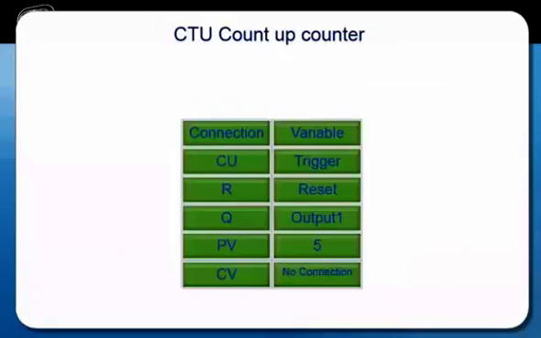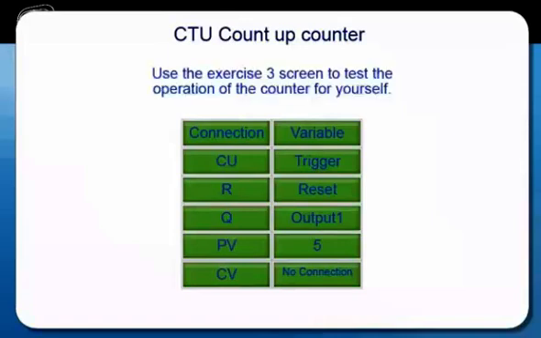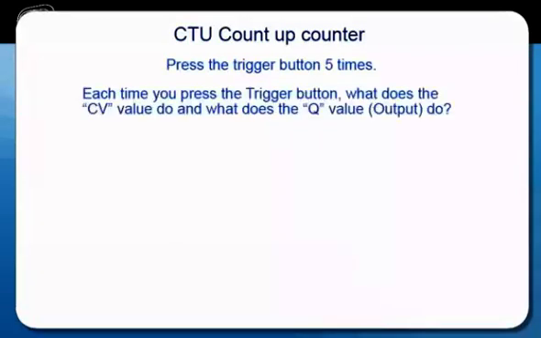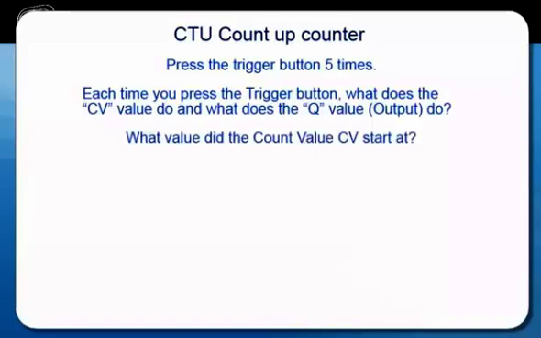Create a new section and place a counter on the screen with the connections as shown. Use the Exercise 3 screen to test the operation of the count up function. Press the trigger button 5 times. Each time you press the trigger button, what does the count value do and what does the output do? What did the count value CV start at?